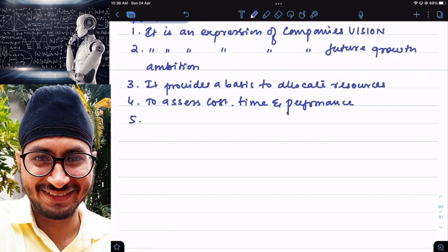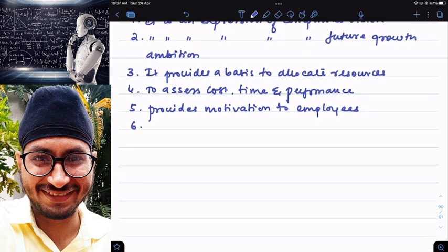Next, it provides motivation to employees. Clear? Now, what type of motivation? It provides motivation to employees. If you are having a good mission, it will help you to achieve your vision.